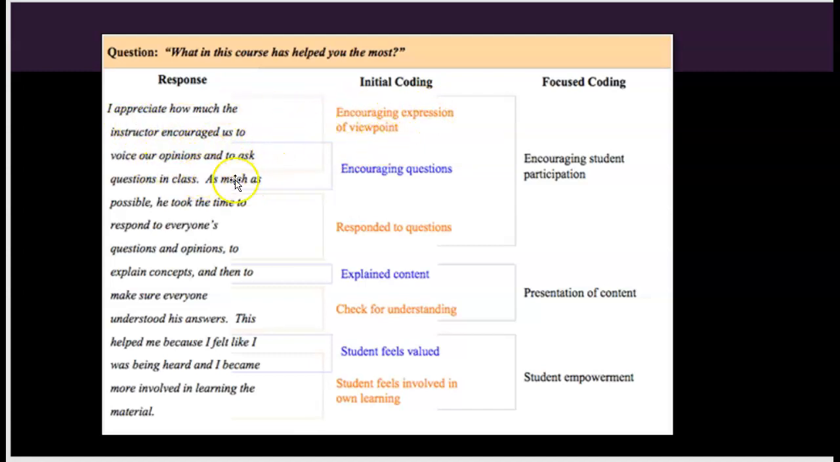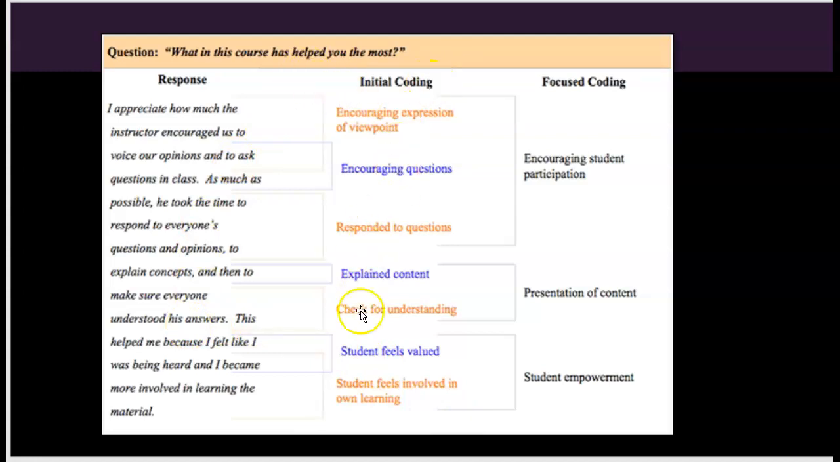Overlapping in this as well is they're also talking about the instructor encouraging questions. So this one sentence has really 2 codes within it. Then you have another whole sentence here that really talks about responding to questions, and then explaining concepts, checking for understanding, student feels valued, and student feels involved in their own learning. Now, let me break this down a little bit more because I need to back up a little bit.